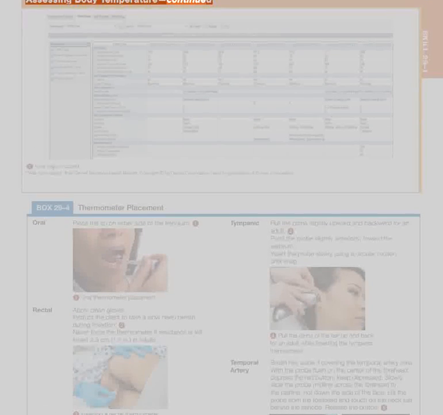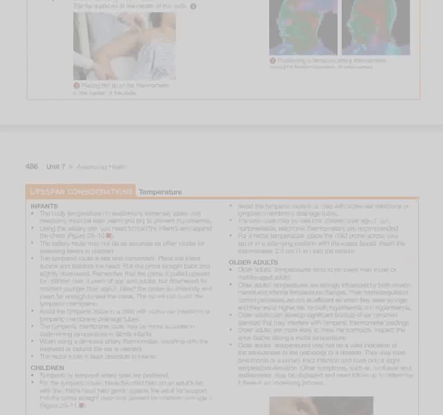Assessing body temperature, continued. Skill 29-1. Box 29-4 Thermometer placement. Oral: place the tip on either side of the frenulum. Rectal: apply clean gloves. Instruct the client to take a slow deep breath during insertion. Never force the thermometer if resistance is felt. Insert 3.5 centimeters, 1.5 inches in adults. Axillary: pat the axilla dry if very moist. The tip is placed in the center of the axilla.